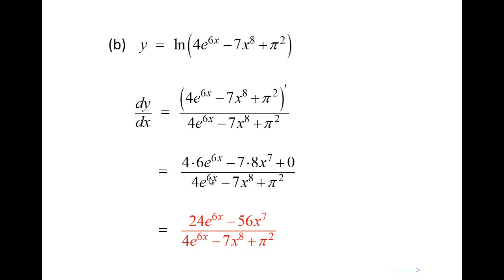One thing I want to point out here again is that when I took the derivative of e^(6x), the derivative of e^(6x) is itself multiplied by the derivative of the exponent, which is 6.